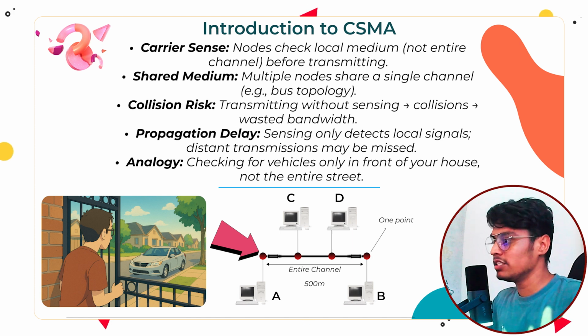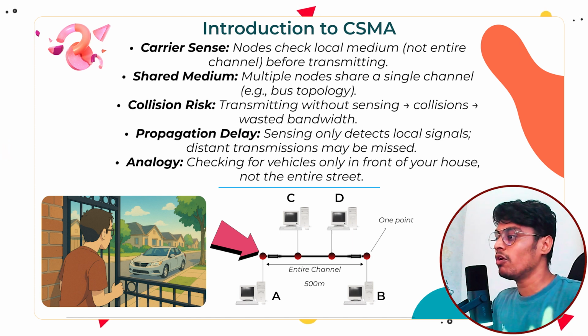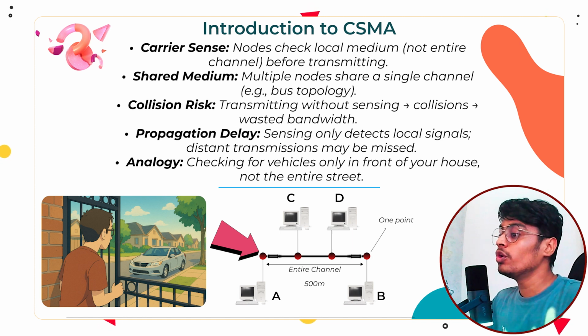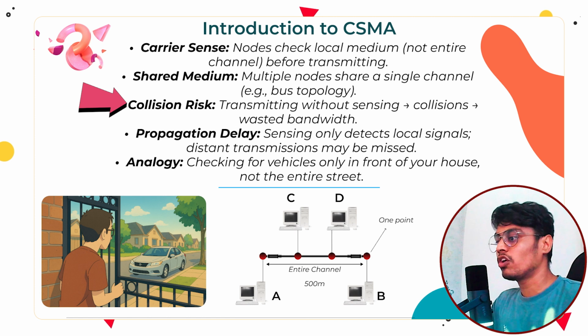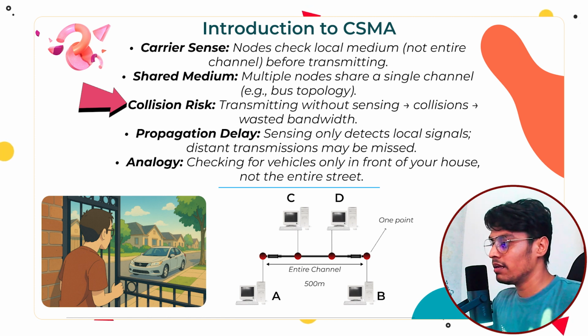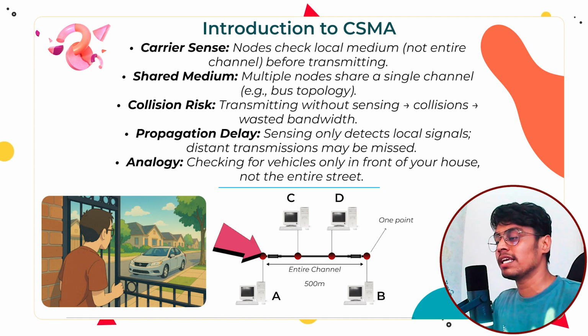If a signal is already moving, then it means the medium is busy. So if your medium or channel is busy, then you hold your data. If you also transmit at that time, what will happen? Obviously collision will occur, and if collision occurs, then your bandwidth will be wasted, so the throughput will go down. This is the basic concept here. When any node in a system wants to start transmission, before starting transmission it will sense the carrier.